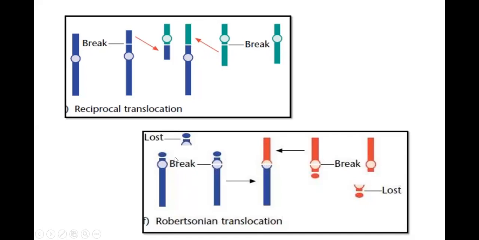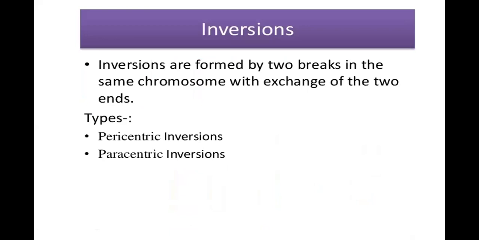In Robertsonian translocation, both short arms are going to be lost and two long arms are going to be combined together. Short arms are lost and two long arms of different chromosomes fuse together to form a Robertsonian translocation.